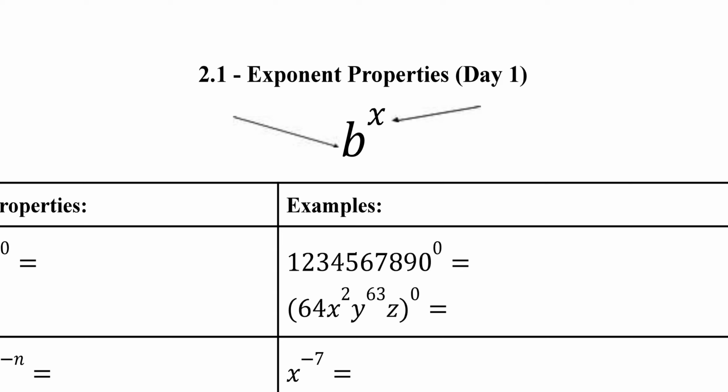This is a video on exponent properties. This is day one. I want to jump right into this. That B stands for base. It's the base of the exponent. That's what's getting multiplied, and then X stands for the exponent, and that tells you how many times you multiply the base.